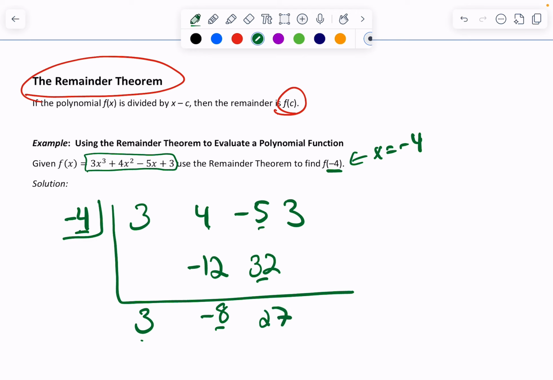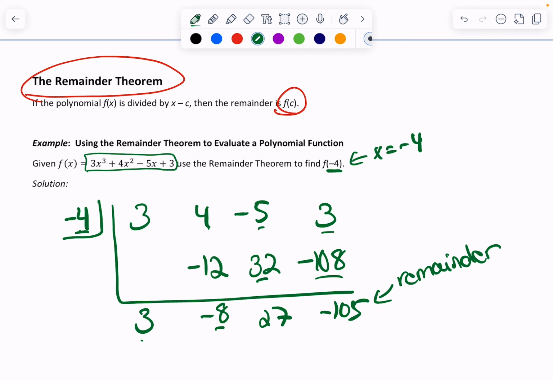Then we multiply 27 times -4, and you can just grab a calculator to do it. It is -108. I just moved the 3 a little farther so that I've got enough room. 3 minus 108 is -105. So this is the remainder.